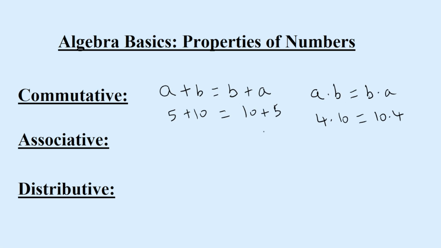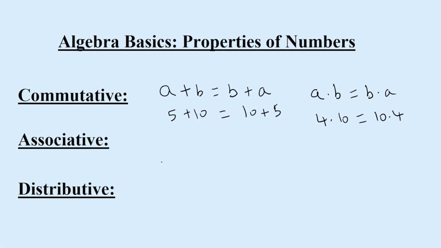for subtraction and division. So, for example, if we have a minus b, that's not the same as b minus a. So 10 minus 2 is not the same as 2 minus 10, because 10 take away 2 is 8, and 2 take away 10 is negative 8. So commutative property doesn't work for subtraction, and it also doesn't work for division. So, for example, 20 divided by 2 is not the same as 2 divided by 20. Very different numbers. 20 divided by 2 is 10, and 2 over 20 comes out to 0.1. So this only works for addition and multiplication.